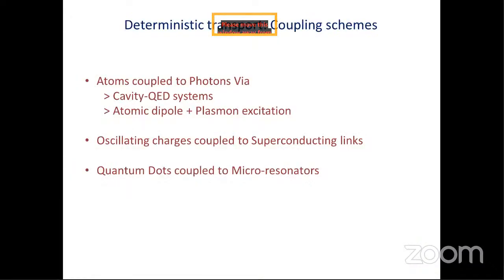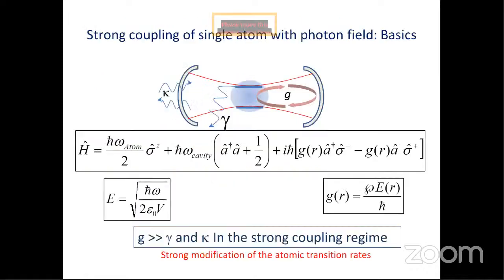In deterministic transport, the coupling schemes that are used for photons and atoms are typically based upon cavity QED systems, and we are working on coupling of atomic dipoles to plasmon excitation in some kind of nanostructures, where you couple the atomic dipole moment to the plasmon excitation and get the photon out in a deterministic manner. Then you use platforms such as oscillating charges, which are coupled to superconducting links. Then you have quantum dots, which are coupled to micro resonators, which I had shown earlier. So these are some of the schemes that are used for coupling.